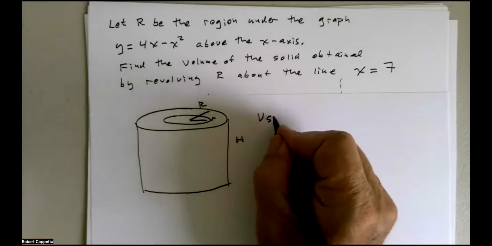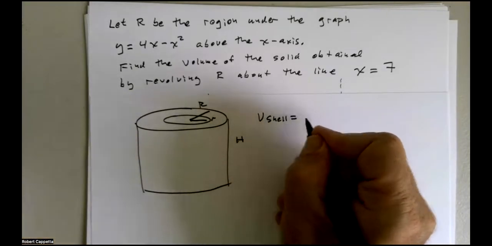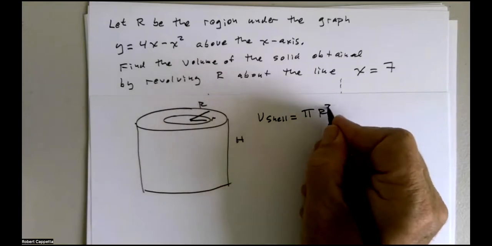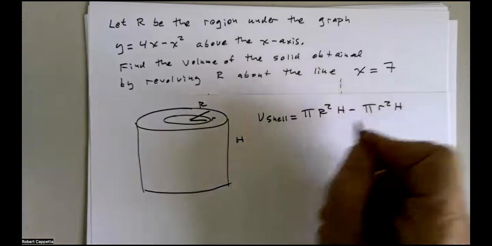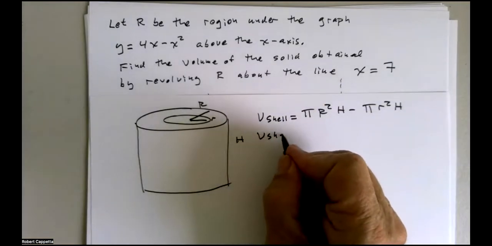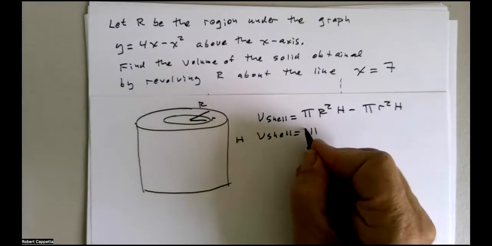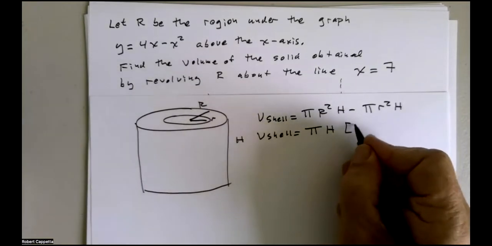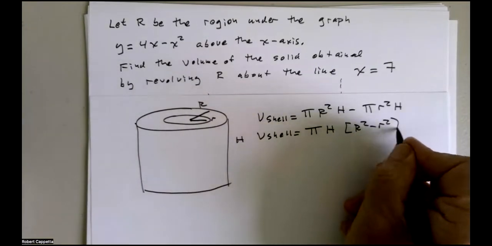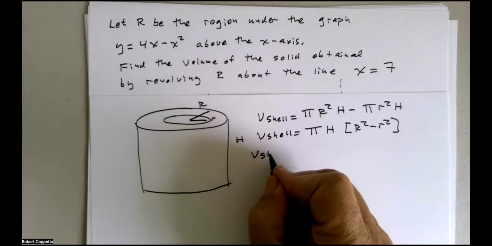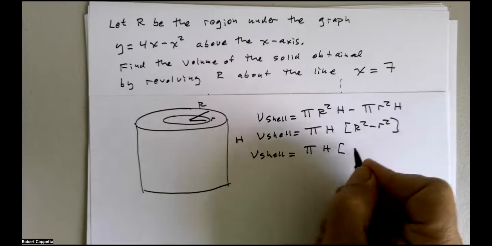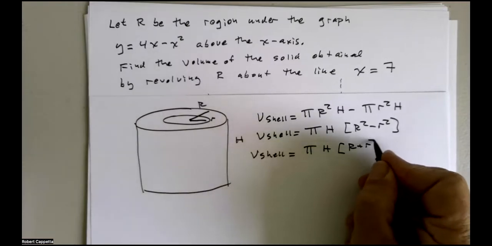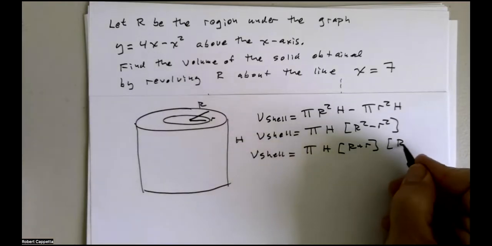The volume of the shell is the big cylinder minus the small cylinder, pi big R squared h minus pi little r squared h. So what is the volume of the shell going to be? Pi h, big R squared minus little r squared. What will that be? What's the volume of the shell? Pi h, big R plus little r times big R minus little r.